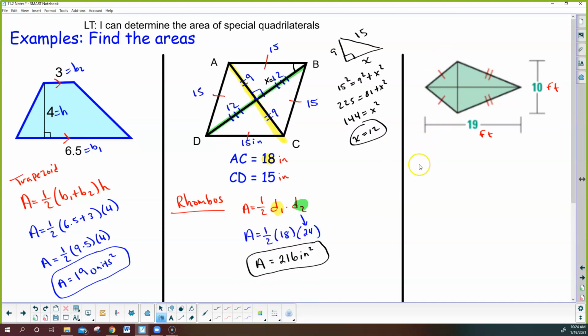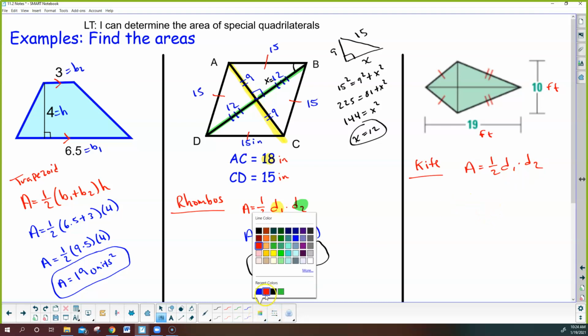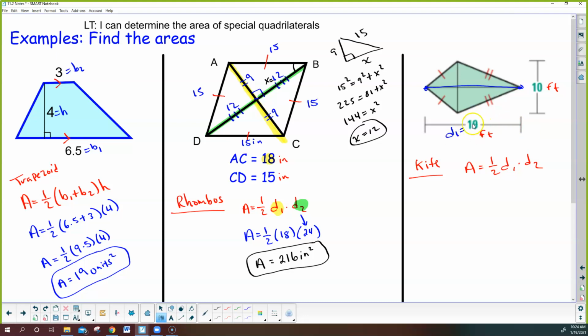All right, last one. What do we have here? We have a kite. So the very first thing I'm going to do is write the formula for a kite. It's 1/2 diagonal 1 times diagonal 2. And then I'm going to take my picture and identify what is diagonal 1 and diagonal 2. It doesn't matter which one I call diagonal 1, but the distance from here to here is the same as what they indicate on the bottom. So let's call the 19 diagonal 1. And then from top to bottom, that length is 10, so I can call that diagonal 2.